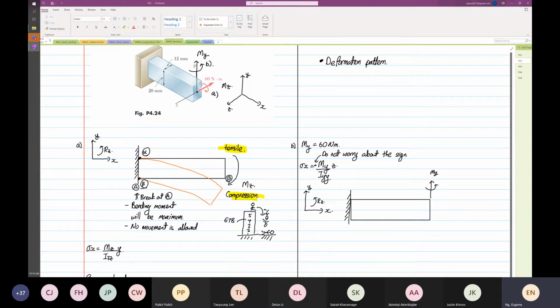So how do I know it is that way? It's the right hand rule. You grab the arrow, not go round the arrow. You grab the arrow where you are. That is our moment. Now, question: can someone tell me how will the structure deform?